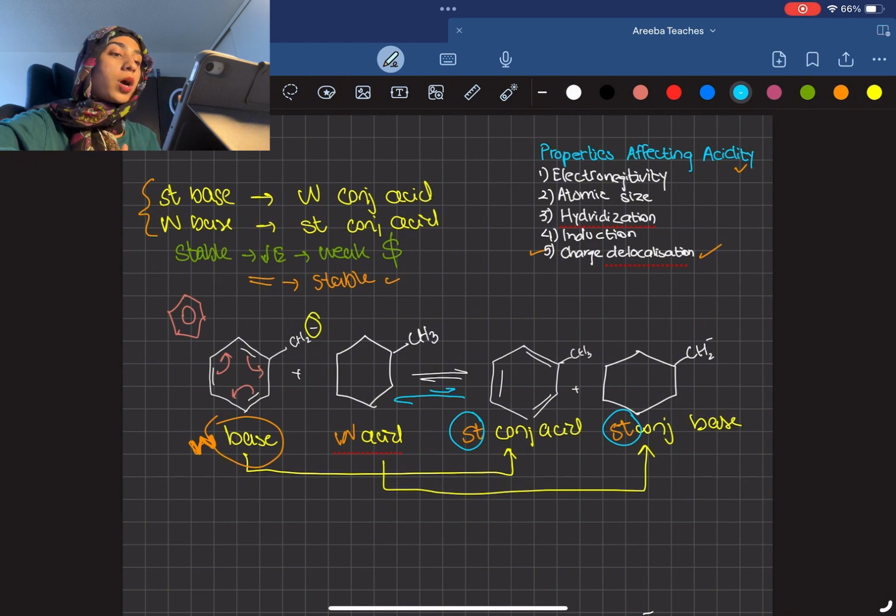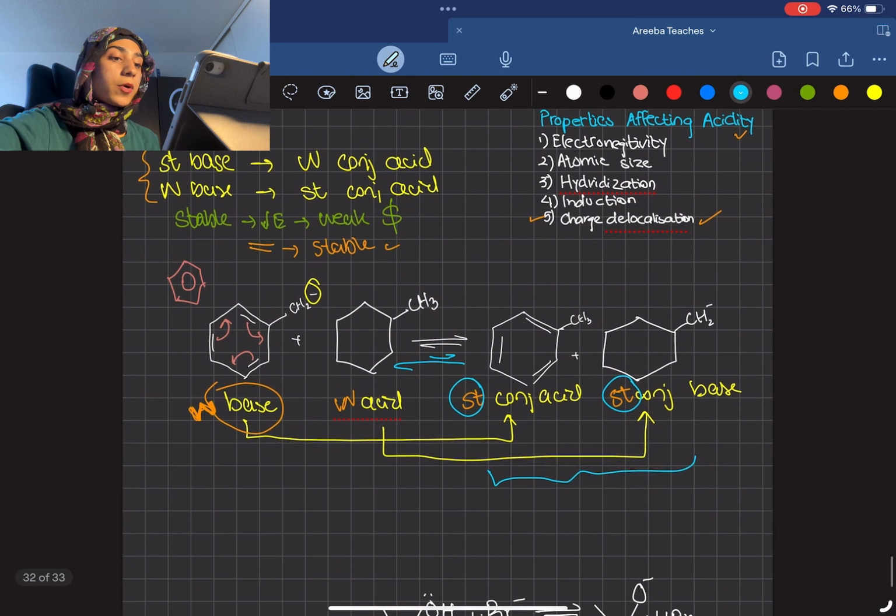So your products are being made. You have more of the product, and they're making the reactant. So it's moving backwards because your products are strong. And there is a possibility that your reactants could have been strong. If your reactants are strong in comparison to your products, then your reaction would be moving forward.